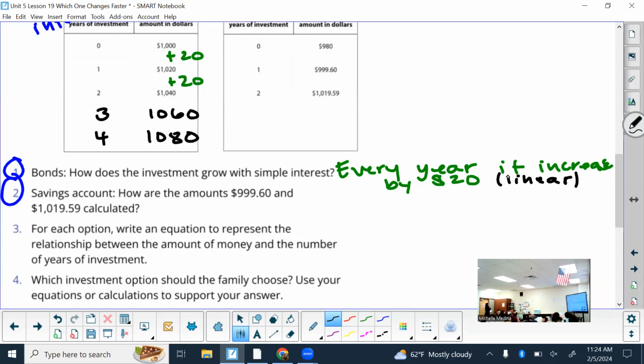But I will say, when we plugged their equation into the calculator, when the exponent's 1 we did get 1,020, but when I plugged in an exponent of 2, it was like 1,040 and 40 cents or something like that. So not quite the same. So where is that $20 coming from?